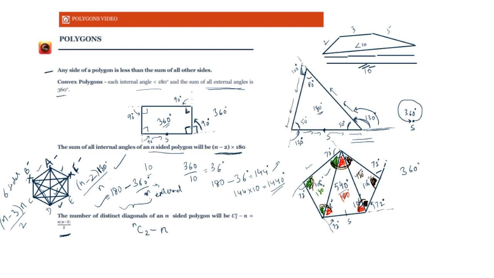We need to subtract n out of it. Why? Because it's an n-sided polygon. So we subtract n out of it. Hence, the number of distinct diagonals of an n-sided polygon will be nC2 minus n. And as we just discussed, it can also be given as n into n minus 3 upon 2. Of course, nC2 minus n gives you n into n minus 3 upon 2 upon simplification as well. Of course, they're both the same.